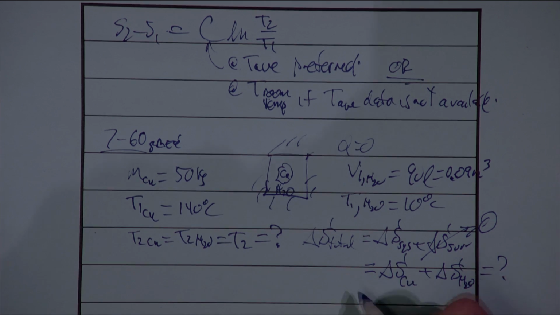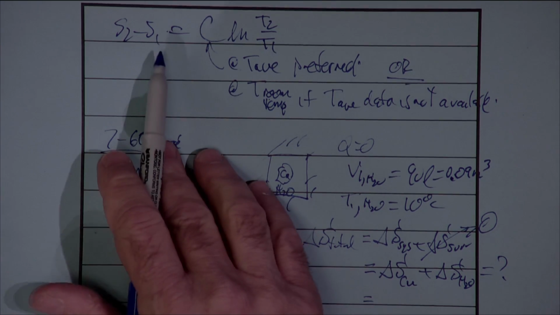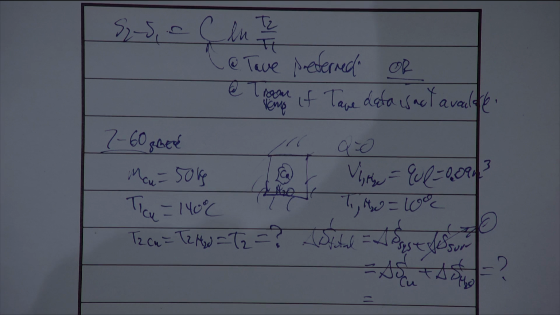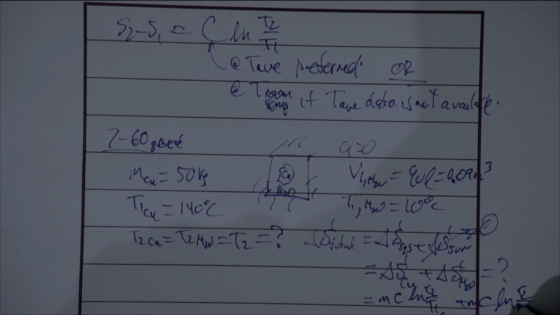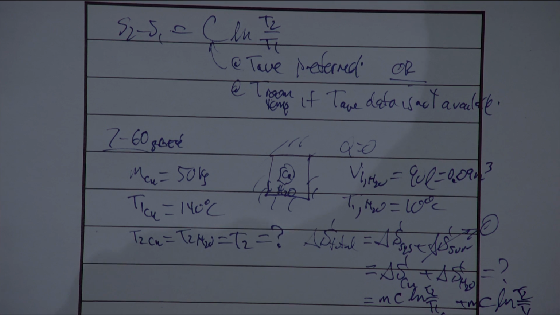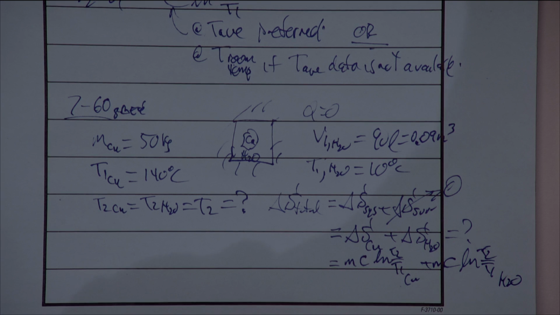So maybe I should then write this a little more and say that this is just going to be, and by the way, this is the specific entropy change. So we really need the total entropy change. So this is the mass times the heat capacity times the log of the temperature ratio for the copper, and then the mass, heat capacity, and natural log of the temperature ratio for the water. Make sure that gets on the screen. So this is what we really are trying to find.